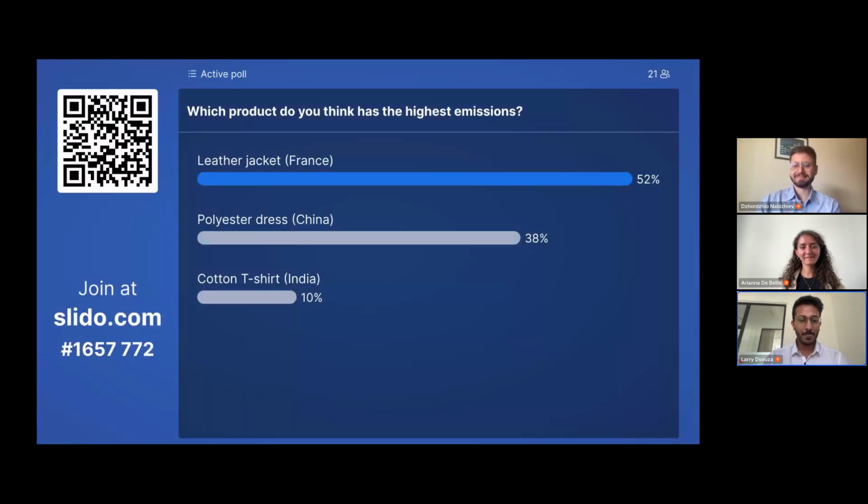Okay, let's say the leather jacket has the highest emissions. It's produced in France. The polyester dress from a supplier in China is in second place, and the cotton t-shirt produced in India has the lowest emissions.